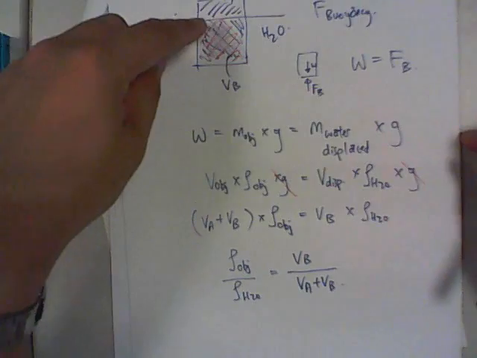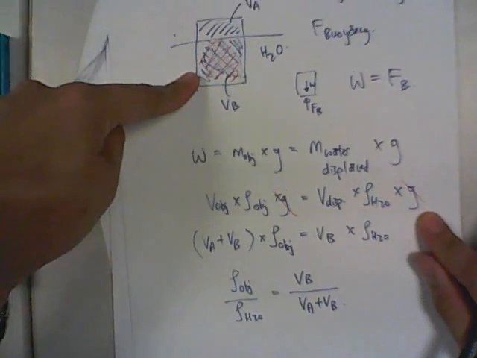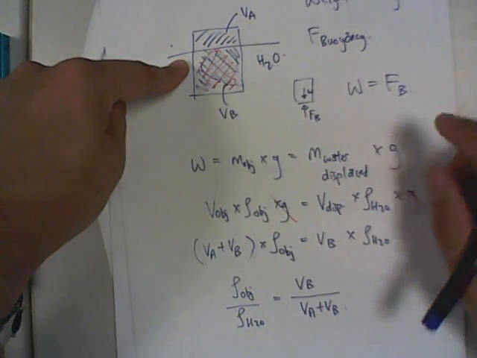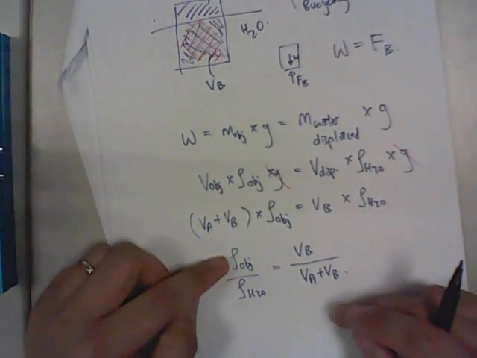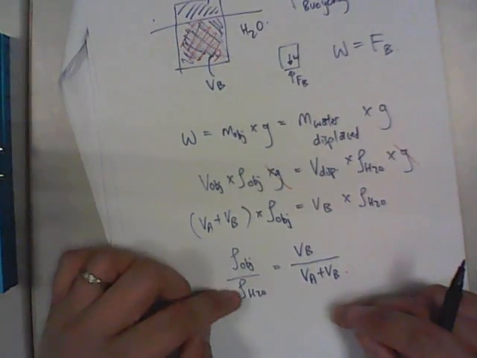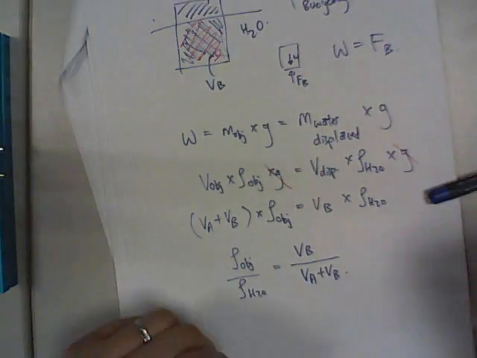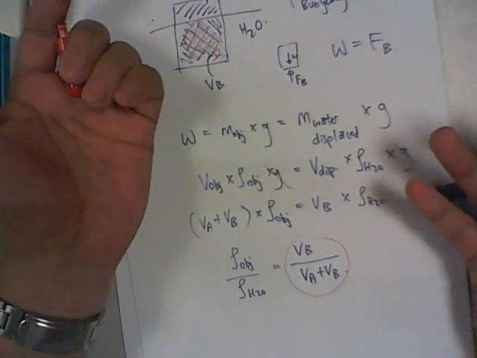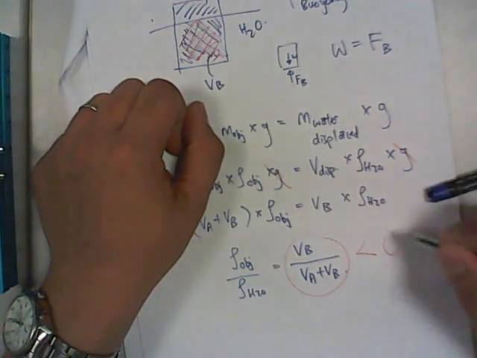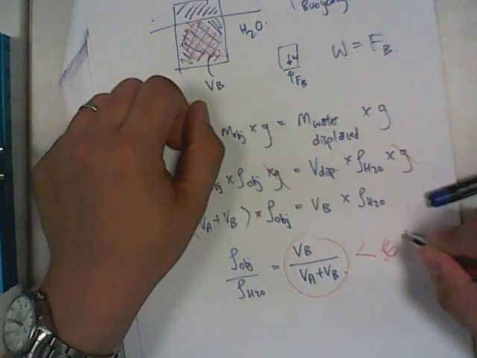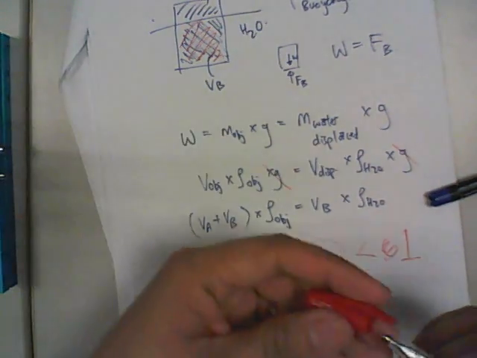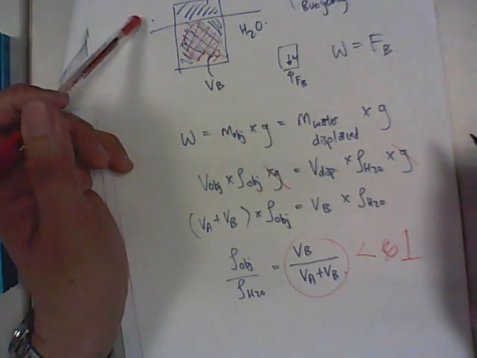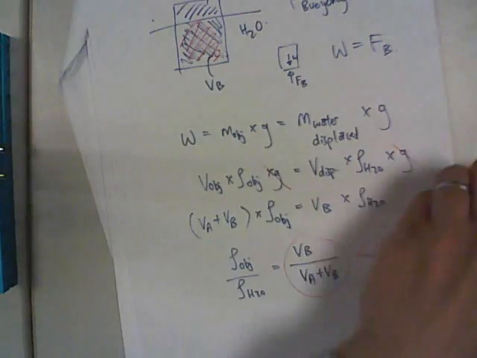What this means is that if your object is floating, it should have a density that is less than the density of water, right? So if you compare the density between the object and the water, this number, VB over VA plus VB, has to be less than 1. And with this you'll be able to find the density of the object.